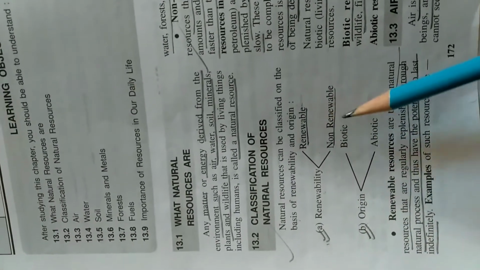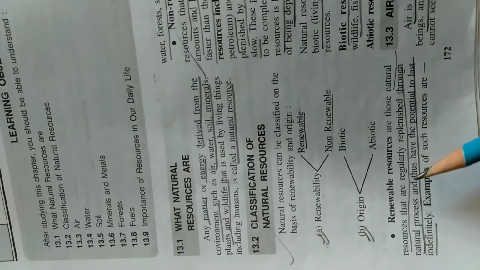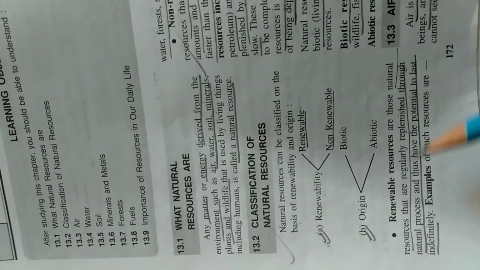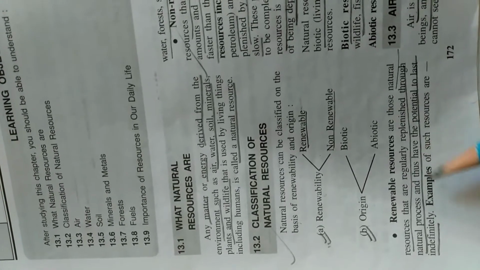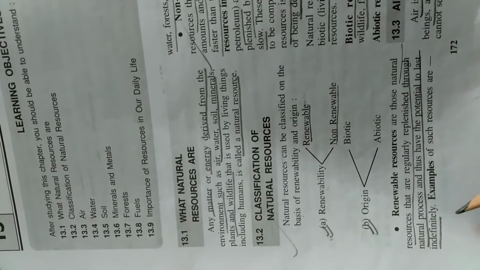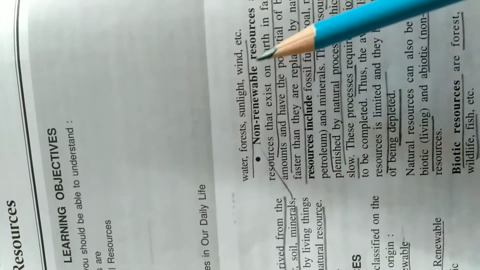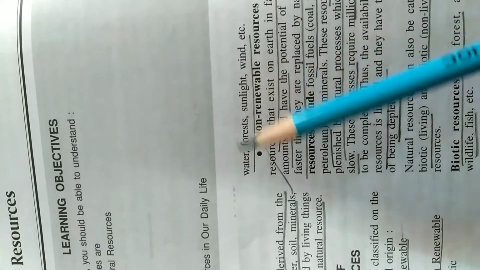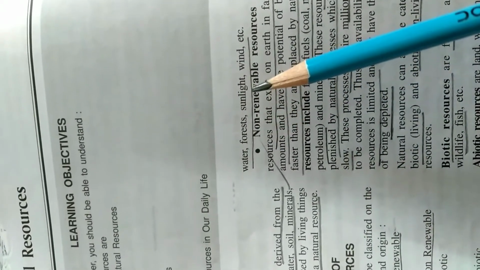Coming to renewable and non-renewable resources, all those resources that are regularly replenished through natural processes are known as renewable resources. Means they are regularly available in nature in a good quantity, and indefinitely they can last. For example, water, forests, sunlight, wind. These all renew themselves very quickly and are available in infinite quantity, as you all know.